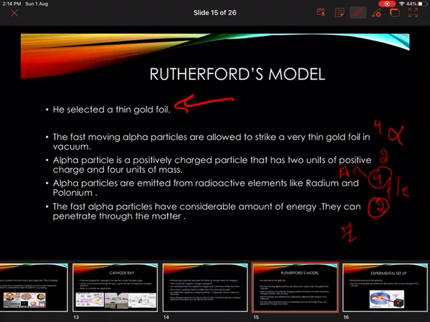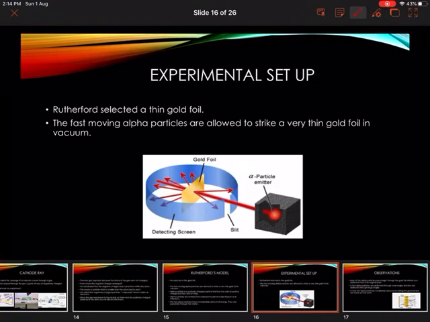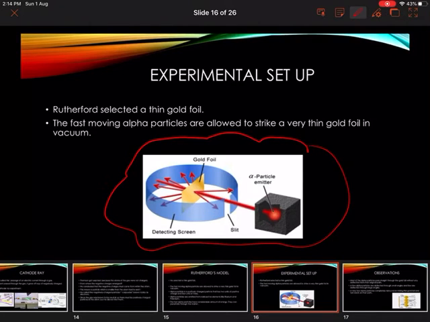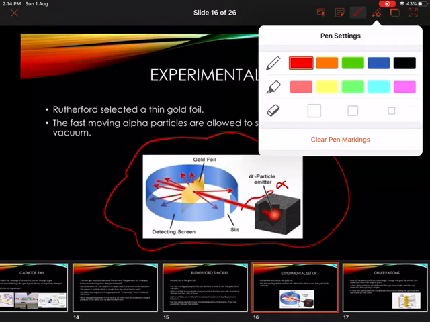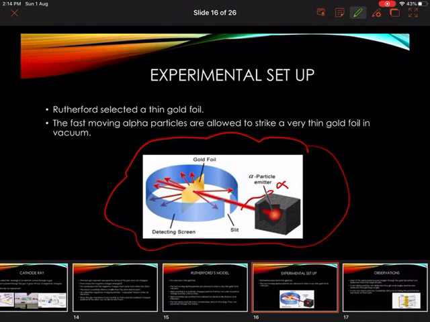Alpha particles are emitted from radioactive elements like radium and polonium. The fast alpha particles have a considerable amount of energy. They can penetrate through matter. So let us take a look. This is the experimental setup. As you see, this is the gold foil. These are the alpha particles striking the gold foil. And as you see here, we have several rays. Some rays deflected, some rays continue straight, other rays bounced back.